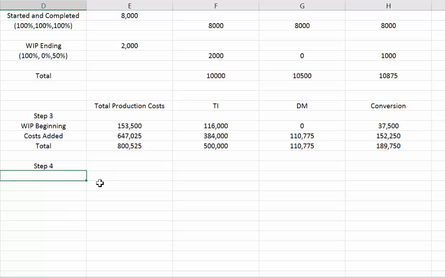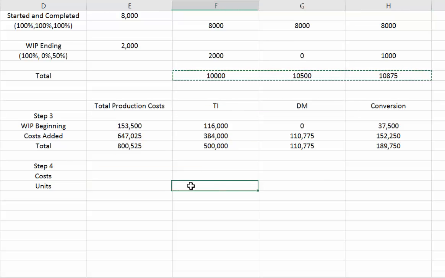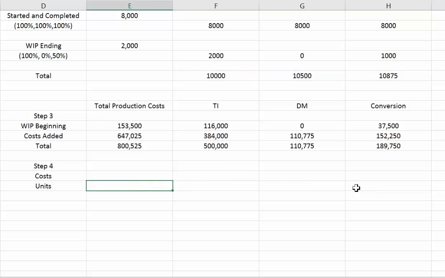For step 4, we're looking at the cost. What cost are we going to pick? Of course, the cost corresponding to the number of equivalent units under the FIFO method. For the number of units, I'm looking at these three numbers. Oh, sorry, I cannot use their numbers, so I have to type them in. This is 10,000, this is 10,500, this is 10,875.